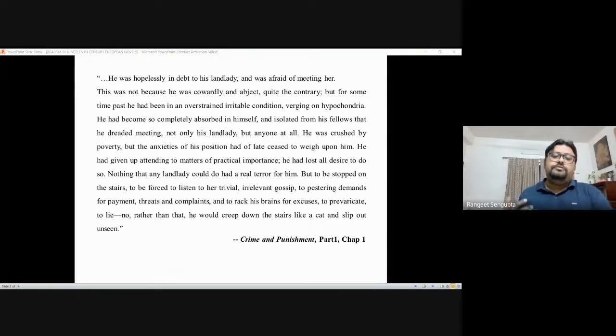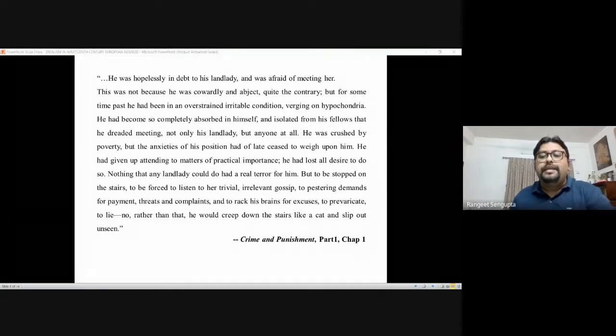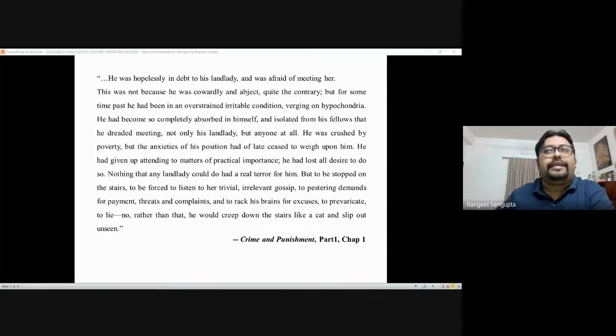I would want you to note that the passage starts with an assertion that Raskolnikov was not cowardly and abject, preceded by an assertion that he was afraid of meeting his landlady. The passage ends with describing Raskolnikov's preference for creeping down the stairs like a cat and slipping out unseen. The stealthy, surreptitious action of a man who is evidently afraid and sheepish.